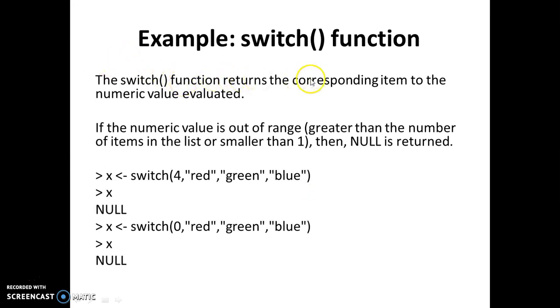The switch function returns the corresponding item to the numeric value evaluated. If the numeric value is out of range, greater than the number of items in the list or smaller than 1, then NULL is returned. For example, here there are only 3 values in the list and the expression is 4. So when we try to print X, we get the value NULL. Similarly, here it is given as 0, which doesn't match any of these strings, and we get the value as NULL.